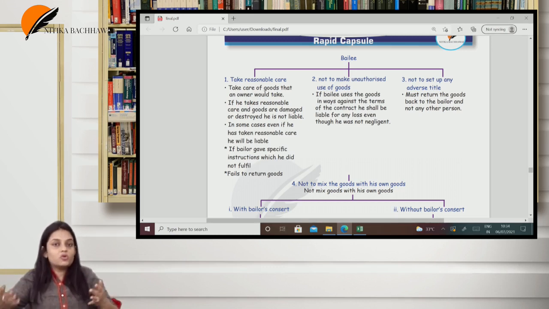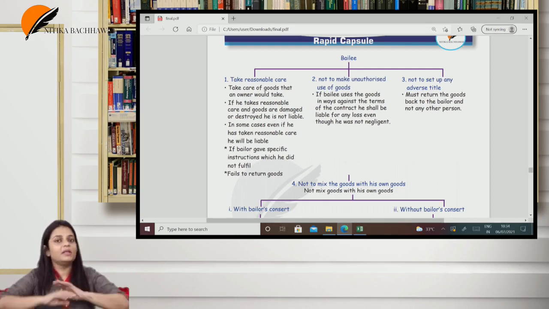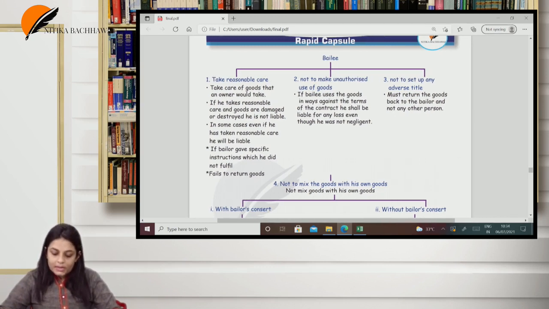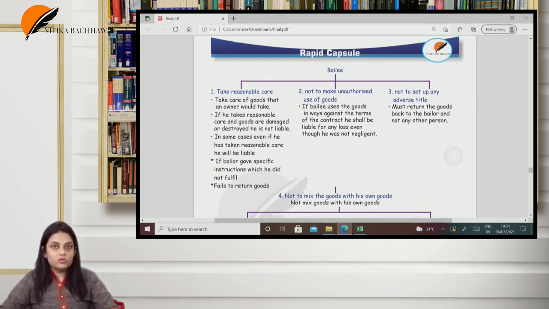If the bailment is over, it is his duty to return the goods back. If he retains the goods even after that, then if anything happens to the goods, even if he takes reasonable care, he is responsible. Right? If the bailment is over, it is his duty to return the goods back, and if he fails to return them, even if he has taken reasonable care, he is liable for the goods. The second duty is not to make unauthorized use of the goods.